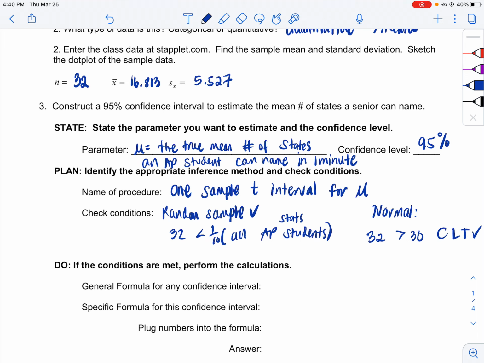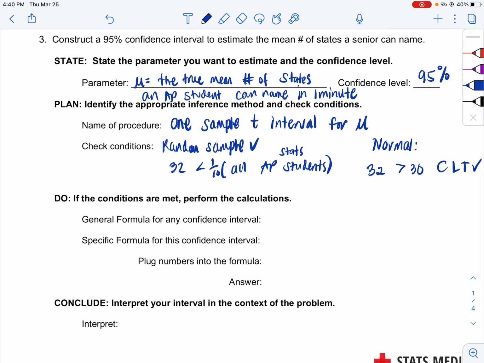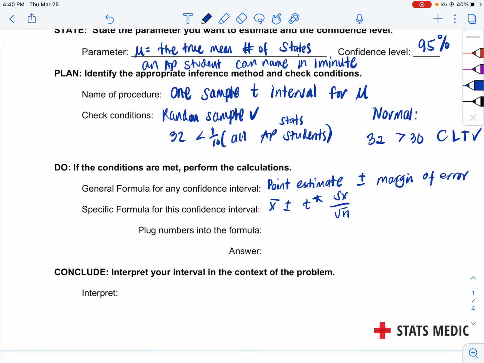So the CLT is met. We have our general formula for any confidence interval. Even for sample proportions or sample means, they have the same general formula: point estimate plus and minus margin of error. For the specific formula, we have x bar plus and minus t star times s of x over the square root of n. Then plug numbers into the formula.